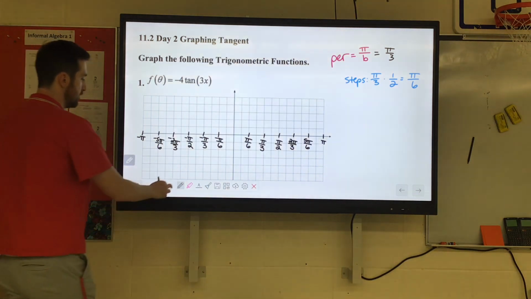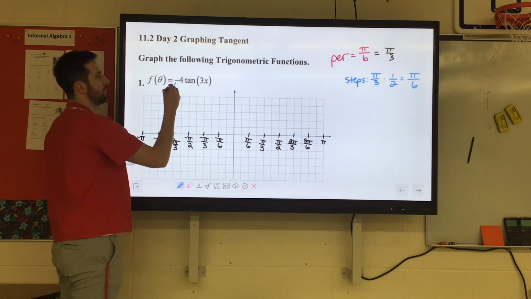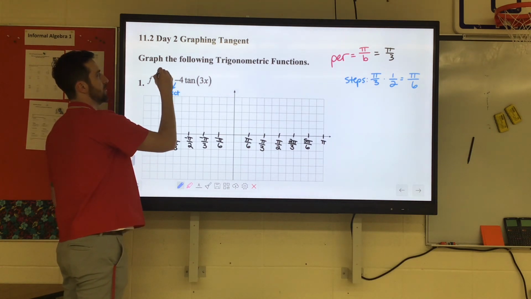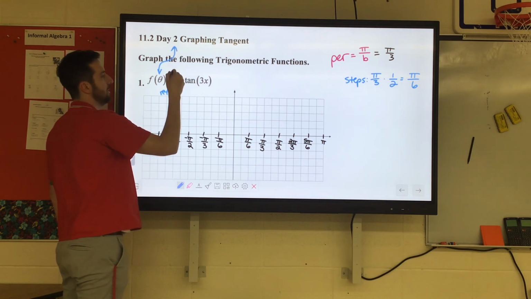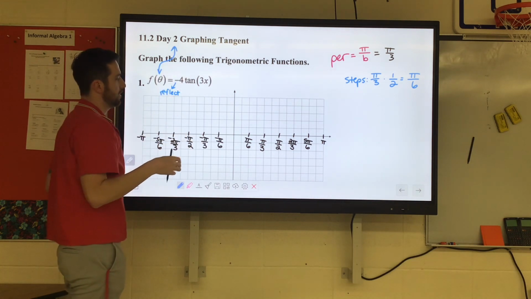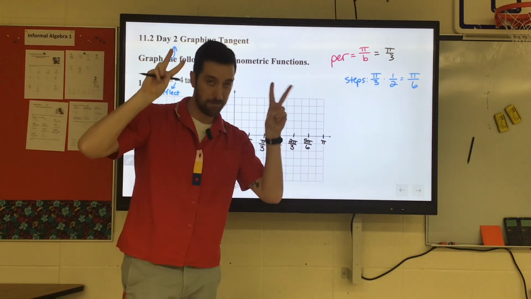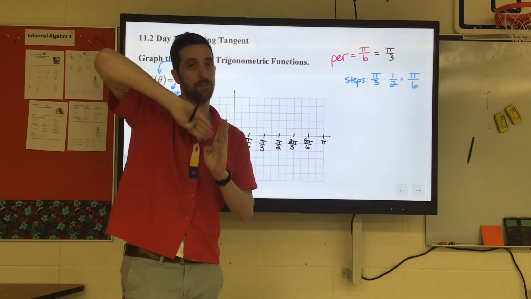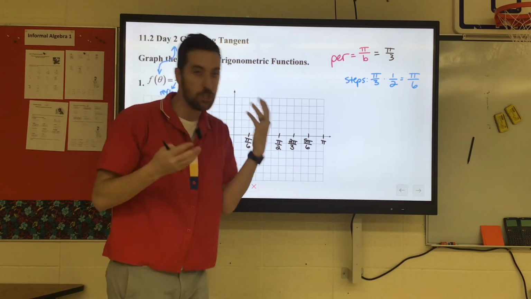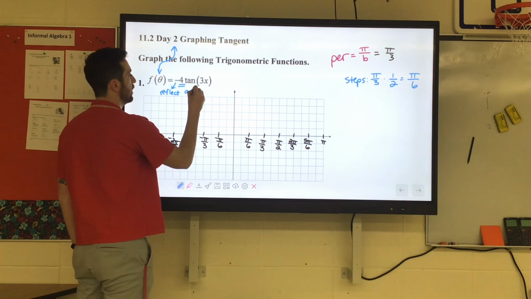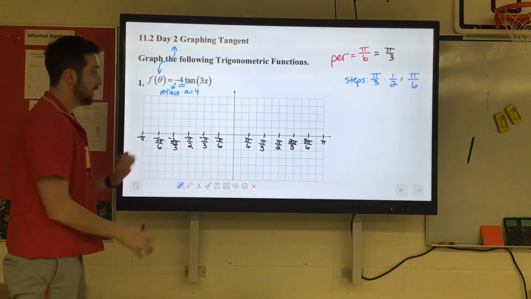So some other things that I noticed, the negative in front means it's reflected. So usually tangent graphs start low and end high. This one's going to do the opposite. I remember that tangent graphs don't have a technical amplitude because they go on forever vertically. But our amplitude-ish thing is this 4. So I'll call it our A. A equals 4. That's it, we're ready to go.